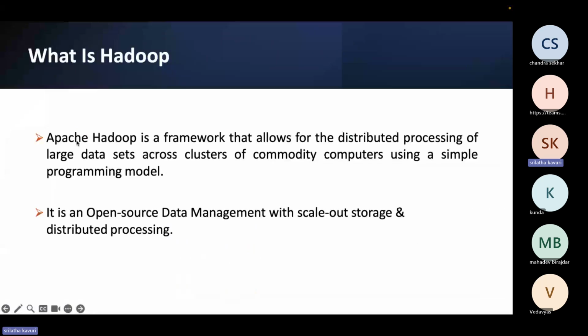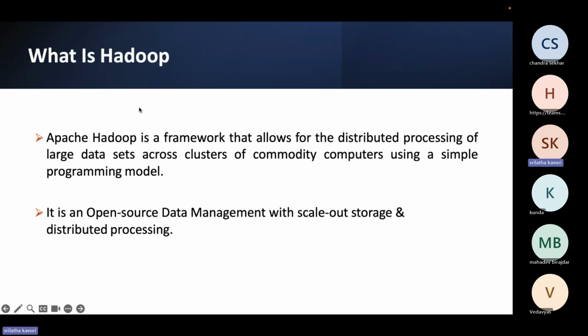So let's have a quick look. Apache Hadoop is a framework that allows for the distributed processing of large data sets across clusters of commodity computers. Commodity computers are machines connected together and working together on a single job using a simple programming model. And it is open source data management. When we say open source, it means the license is freely available generally. Examples of open source software are Java, and the Google OS you have on your mobile is open source, right? So the licenses are freely available. That is one of the major reasons.